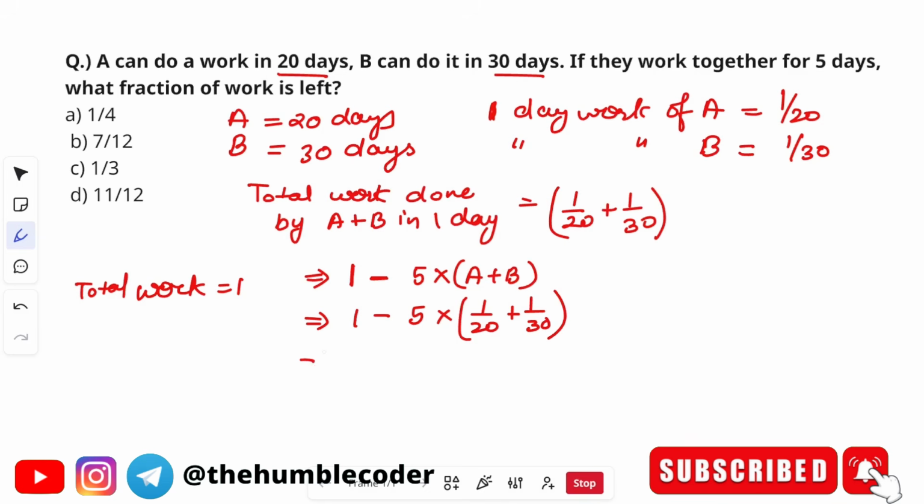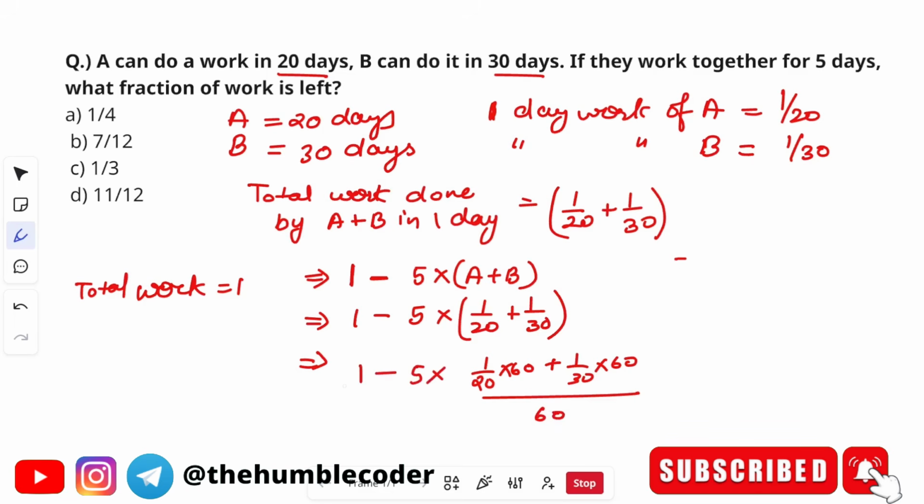Now we will try to simplify this equation. First of all, let's take the LCM of 1 by 20 and 1 by 30. What is the LCM for 20 and 30? It will be 60, because 60 is the least number that can be divided by 20 and also by 30. So I will write 1 by 20 multiplied by 60 plus 1 by 30 multiplied by 60, whole divided by 60, and this stays like this for now.